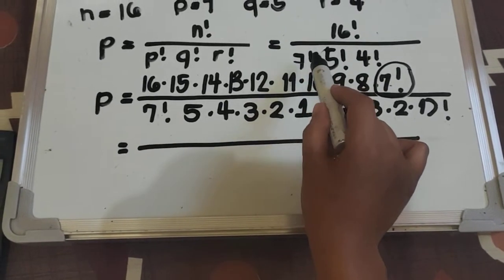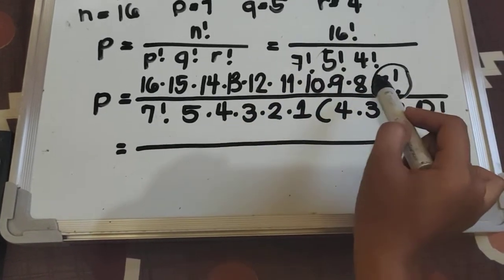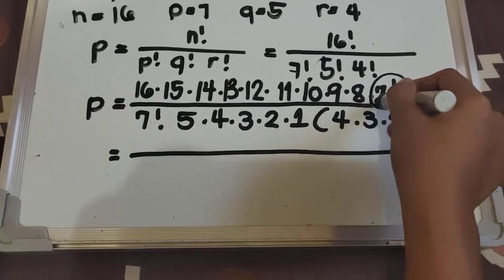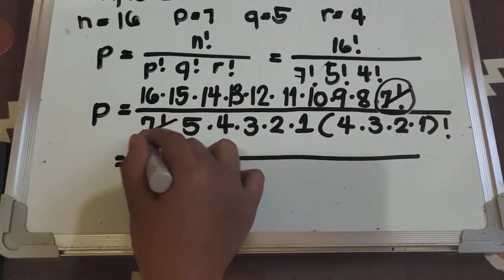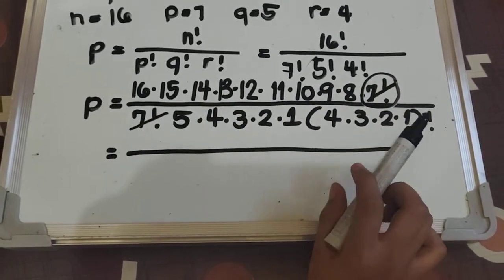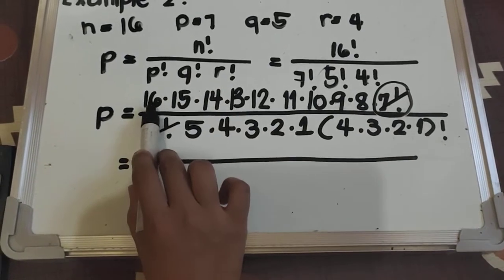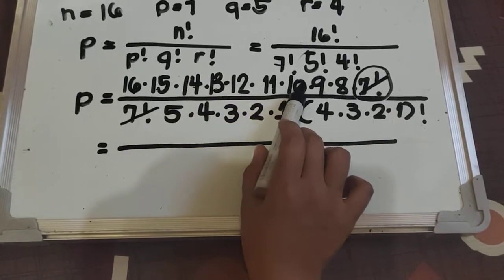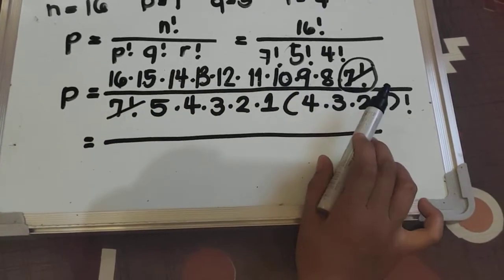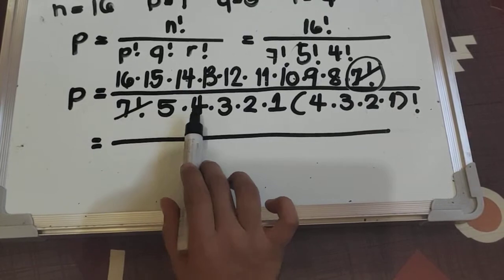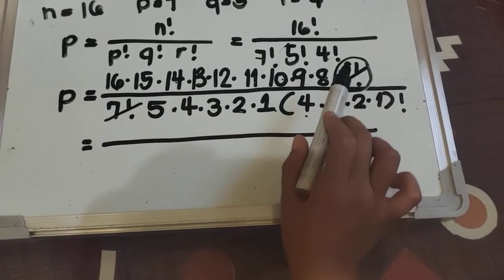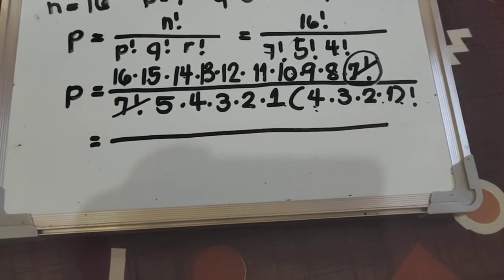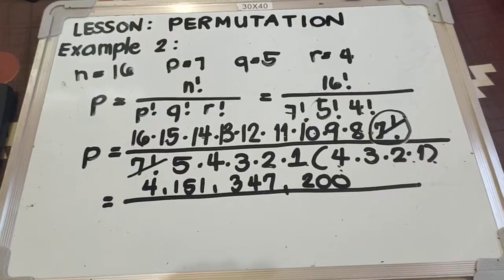So pwede ka mag-stop dira para ma-cancel out na lang nimo ug dili na kaayo taas ang imuhang equation. So i-cancel na to ang 7 factorial for the numerator and 7 factorial for the denominator. So the remaining numbers are 16 times 15 times 14 times 13 times 12 times 11 times 10 times 9 times 8 divided by 5 factorial, which is 5 times 4 times 3 times 2 times 1, times 4 factorial, which is 4 times 3 times 2 times 1. Okay, so now let us solve it.